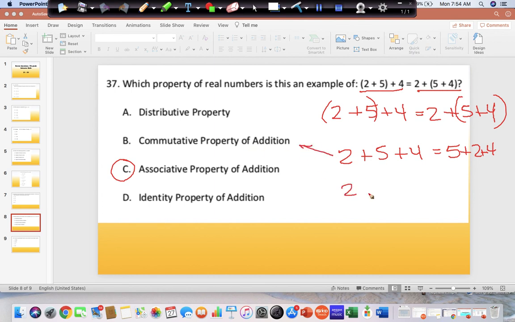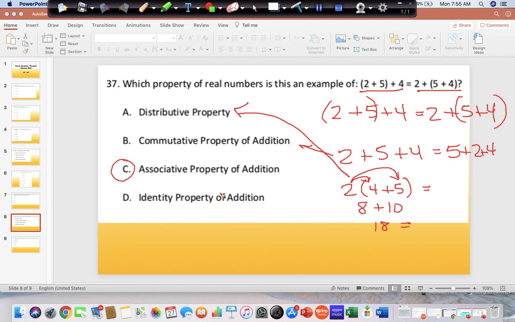If you are distributing numbers, it would look something like this. 2 times 4 is 8, and 2 times 5 is 10, which would be 18. So having a number on the outside and you're multiplying it by both of the numbers on the inside, that is the distributive property.